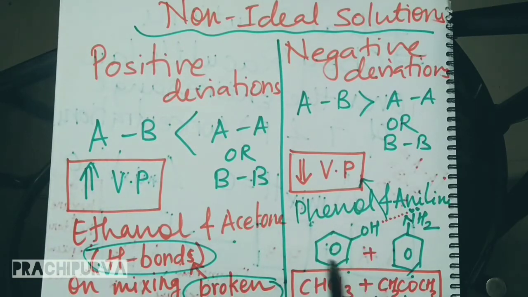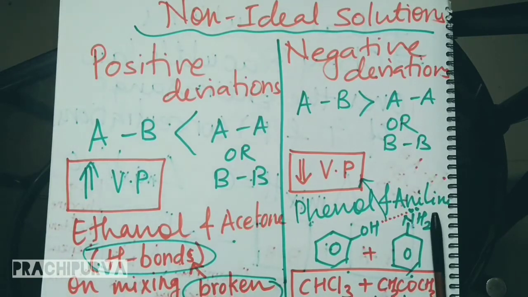For example, if I have phenol and aniline. So first I have one beaker in which I have kept phenol and another beaker in which I have kept aniline. Alright. So in phenol, what happens? One phenol molecule is attached with another phenol molecule by some weak interactions. So both of them can go and form vapor. So vapor pressure is quite greater. Same case of aniline.